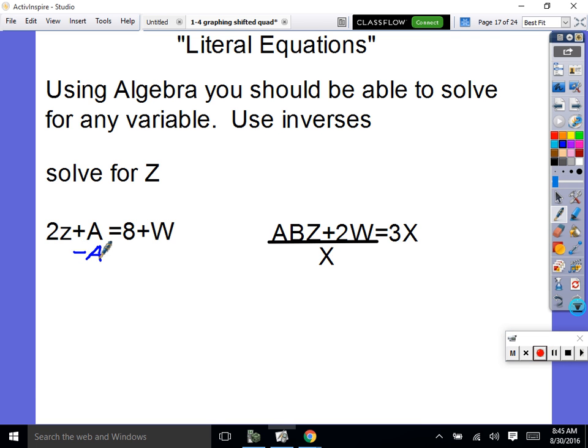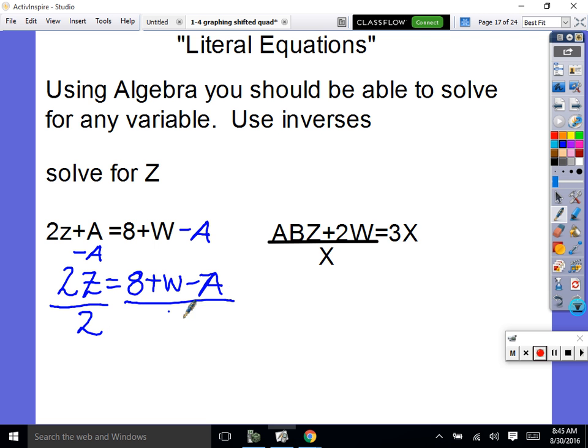Subtract A, no, this is 2 times Z, right? So we got to use the correct algebra. We subtract A from both sides, since A is being added. Now you can't combine 8W and A, so we will leave it. 2Z is equal to 8 plus W minus A. Sweet. Now to get Z alone, last step is divide by 2, divide all by 2. Isn't Z alone? We have solved the literal equation.